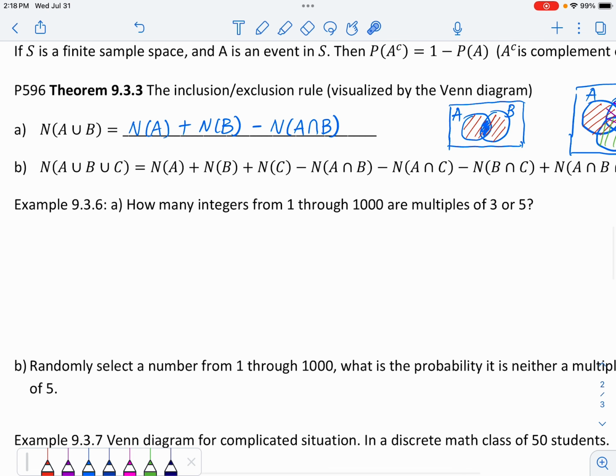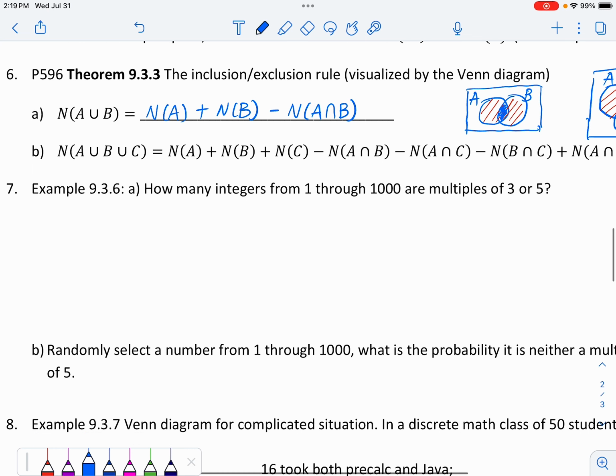Let's take a look at the application of these rules. The first problem is: how many integers from 1 through 1,000 are multiples of 3 or 5? So we have two sets of numbers, and this is what we need to find, the number of elements in the union of two sets. The first set is the integers divisible by 3.